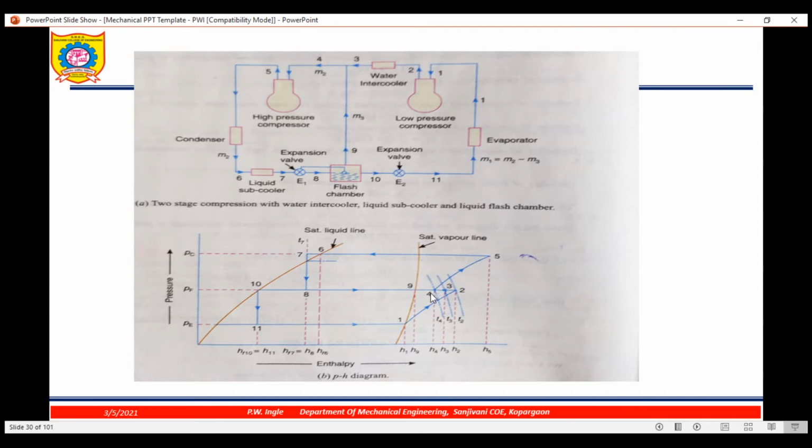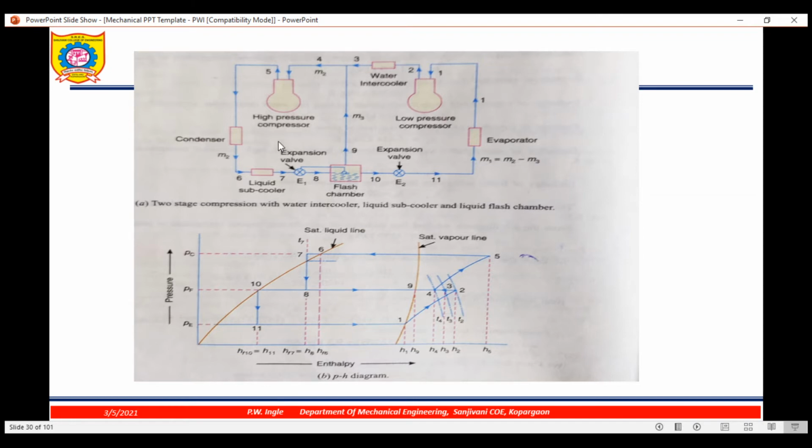Now here we are getting 4 to 5. Now you are getting the condensation process, that is 5 to 6. Correct. Now again a liquid subcooler is provided. So the subcooling process is nothing but cooling the liquid refrigerant at state 6. So it is 6 to 7. Then 7 to 8. 7 to 8 is expansion in the expansion valve. Now next is 8 to 10.